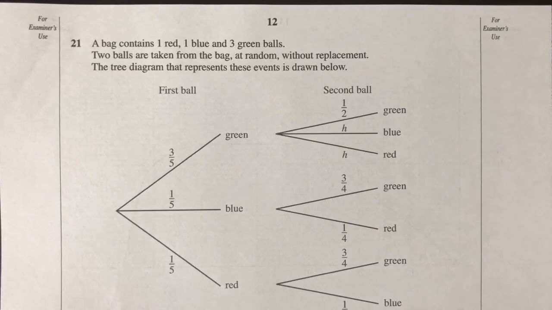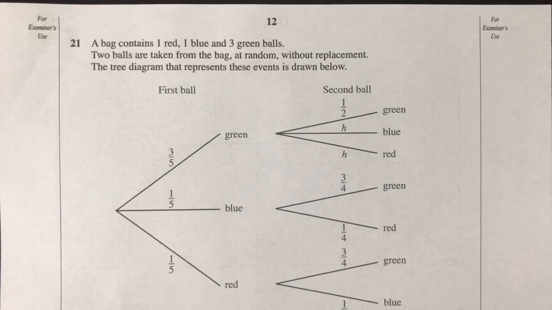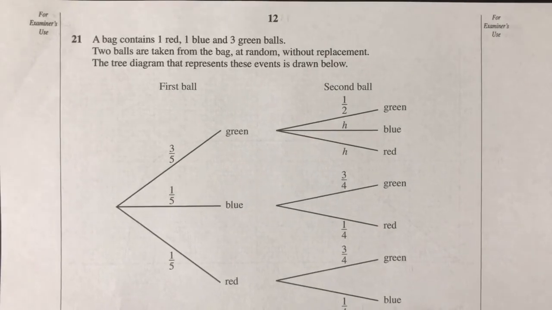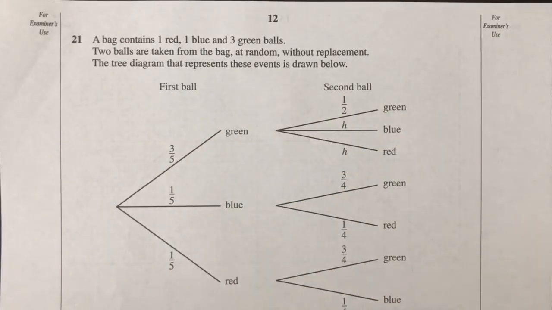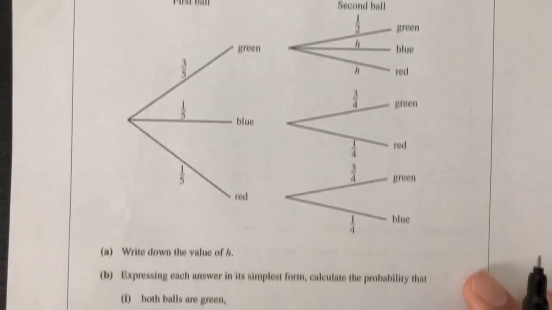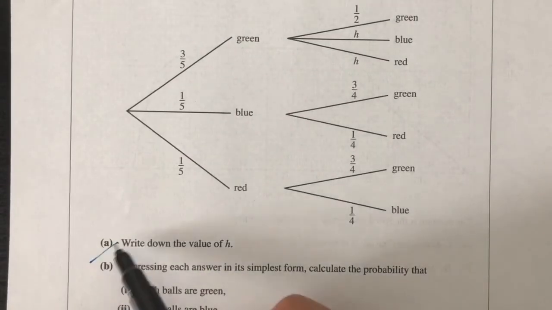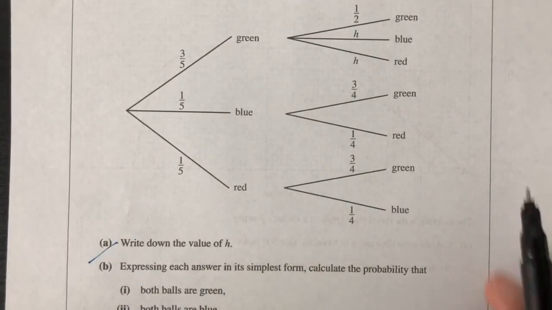Now question number 21, we have a bag contains 1 red, 1 blue and 3 green balls. So as you can see here, they have given you some of the answers. Now 2 balls are taken from the bag at random without replacement. The tree diagram represents these events is drawn below. So as you can see, these are given to us. Now part A, write down the value of h. So what is the value of h for this one?